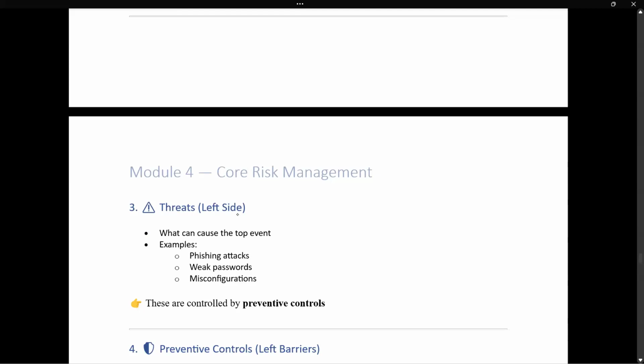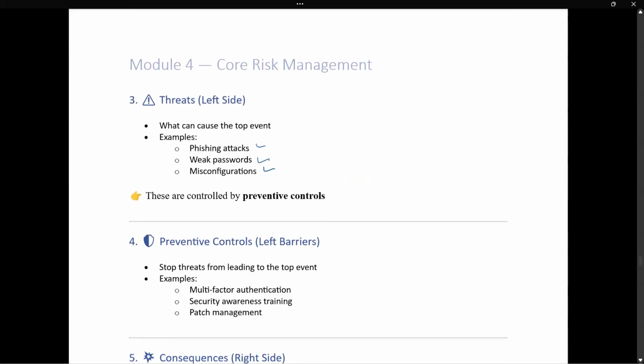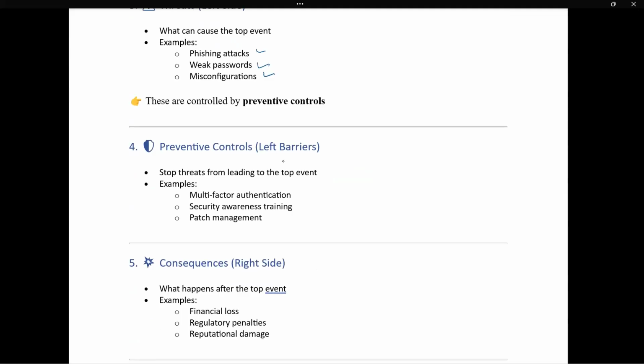Threat. We already explained that threats would be on the left side. What could the threats be? Phishing attacks, weak passwords, misconfigurations. These are the threats. Now on the left side we also have preventive controls. Preventive controls means the security you have already placed to counter the event. Those security controls would be on the left side, and they may not let the event happen very frequently.